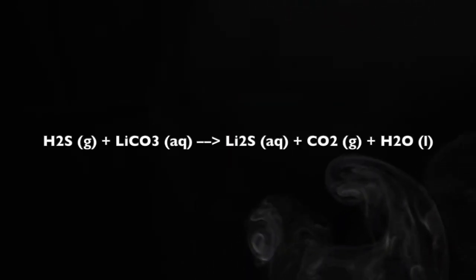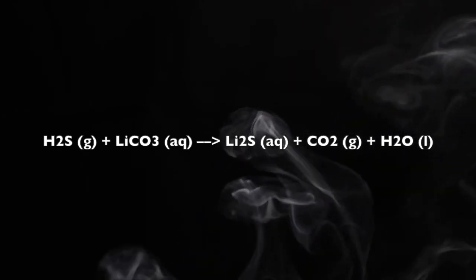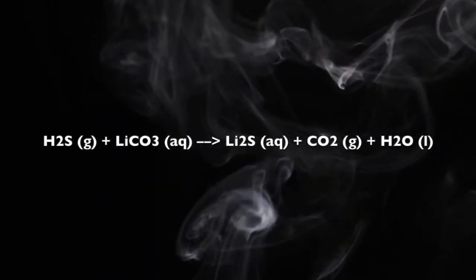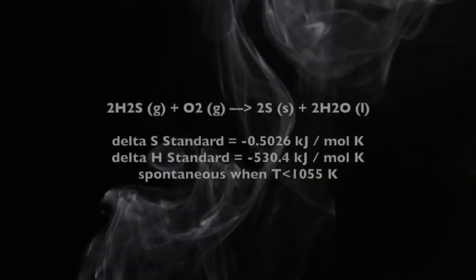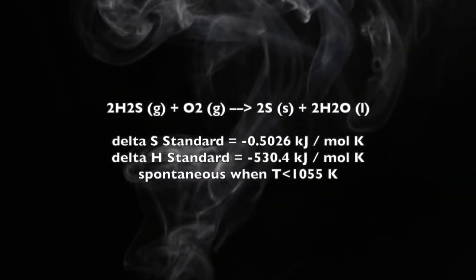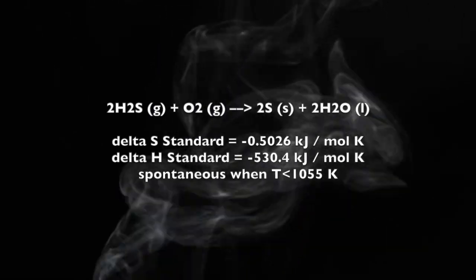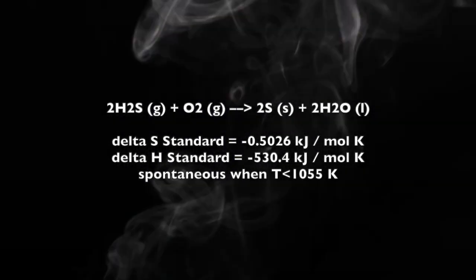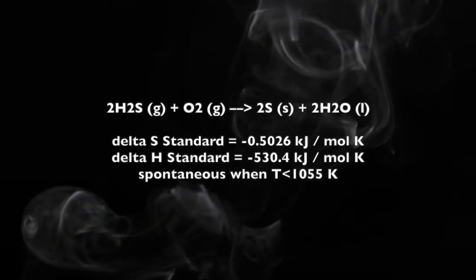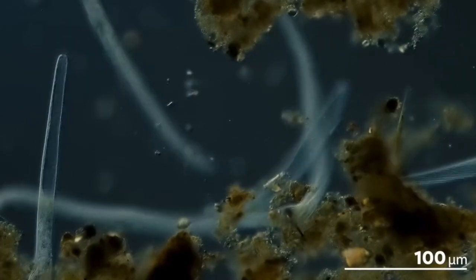Now, as the hydrogen sulfide gas interacts with lithium carbonate, it's going to create lithium sulfide as well as carbon dioxide and water. Lastly, hydrogen sulfide gas is going to be oxidized and become rhombic sulfur or solid sulfur, and we can use this to determine the entropy change, enthalpy change, as well as what temperatures it's going to be spontaneous at.